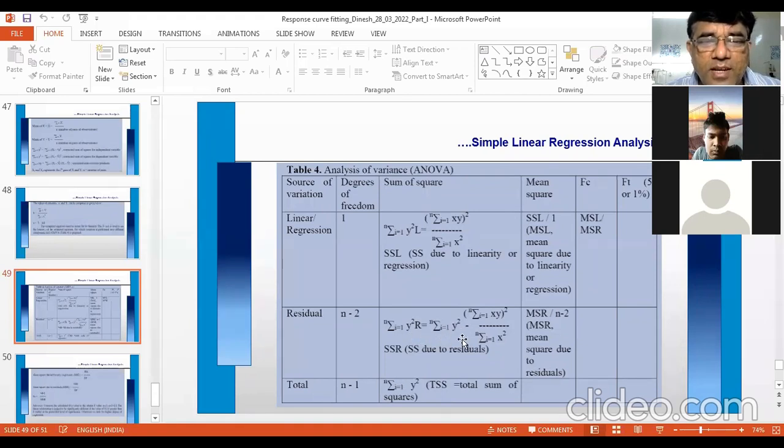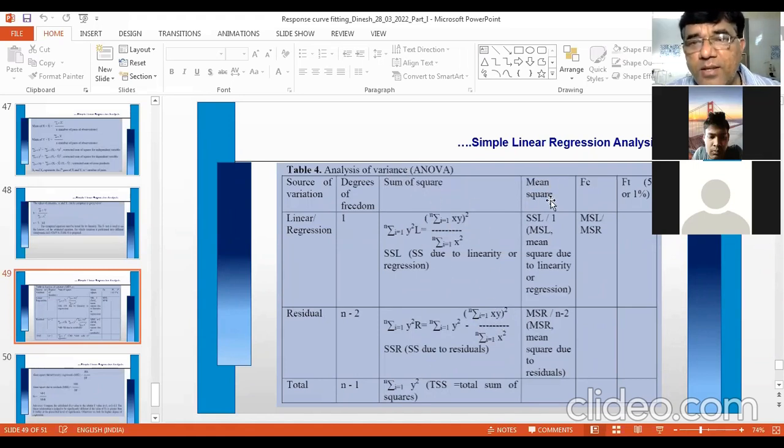So here you can see against the residual, summation y square r is equal to summation y square, this is the total sum of squares, minus the regression sum of squares or sum of squares due to regression, summation xy whole square divided by summation x square. So this is how you can calculate the sum of squares.